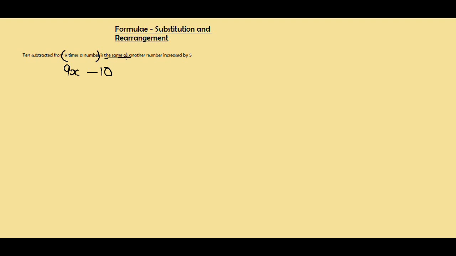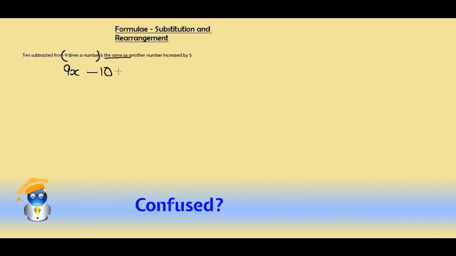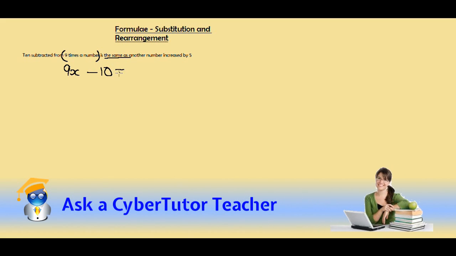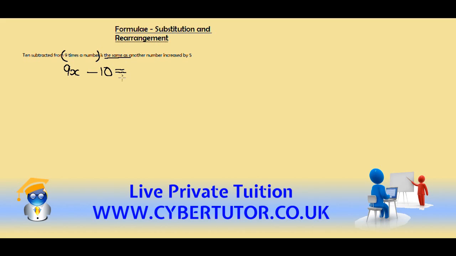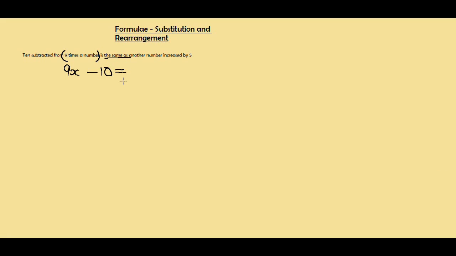And where it says "is the same as", these are words that need to be understood as things like equals. So the same as means equals, or exactly the same as, equal to, identical to, things like that we'll use as equals. There are various words that you'll come across, especially in the downloadable books where you can have a look through. So 10 subtracted from 9 times a number is the same as another number increased by 5.